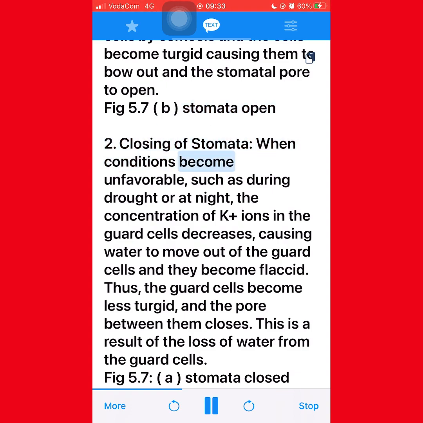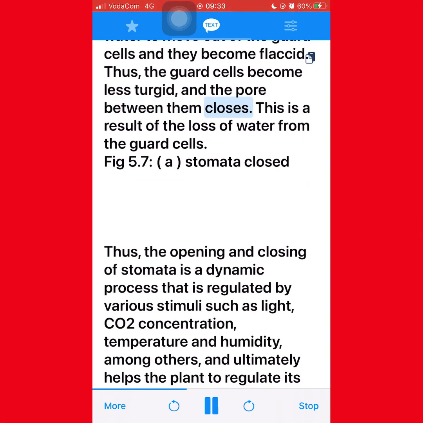When conditions become unfavorable, such as during drought or at night, the concentration of K+ ions in the guard cells decreases, causing water to move out of the guard cells and they become flaccid. Thus, the guard cells become less turgid, and the pore between them closes. This is a result of the loss of water from the guard cells. Figure 5.7 A. Stomata closed.